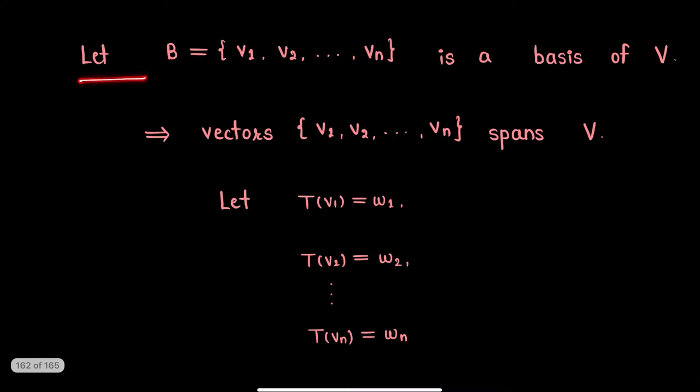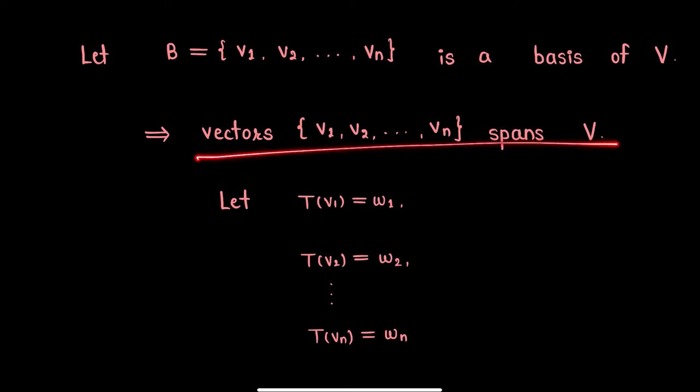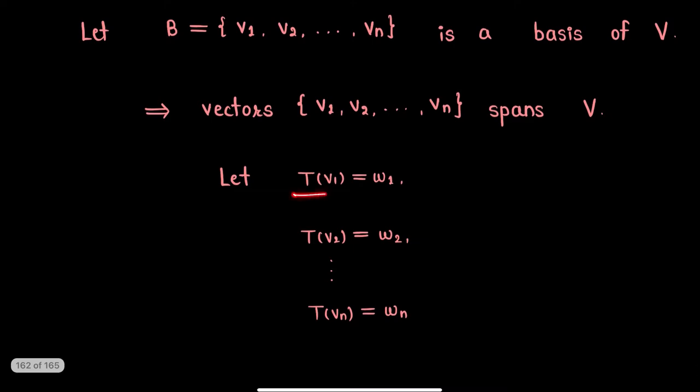Now let us consider the set B consisting of vectors V1, V2 up to Vn as a basis of vector space V. Now since B is a basis of vector space V, the vectors V1, V2 up to Vn will span V. This comes from the definition of basis of a vector space. Now let us consider TV1 equals W1, TV2 equals W2, up to TVn equals Wn. That is, the vectors W1, W2 up to Wn in vector space W are images of the basis vectors V1, V2 and Vn.